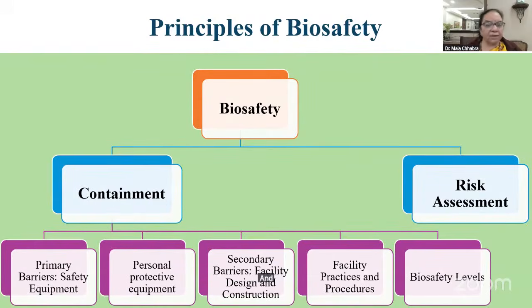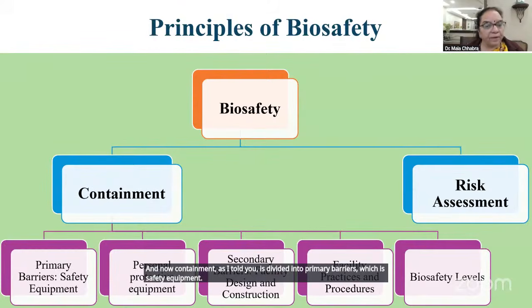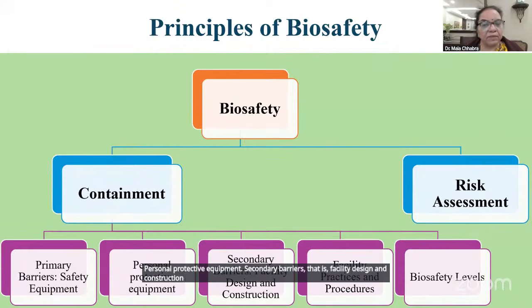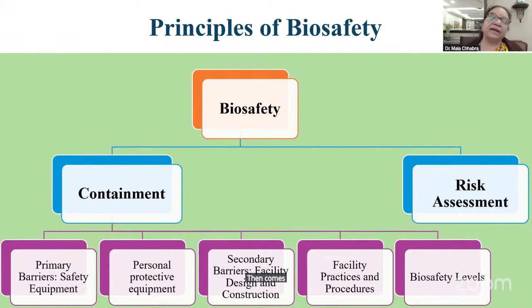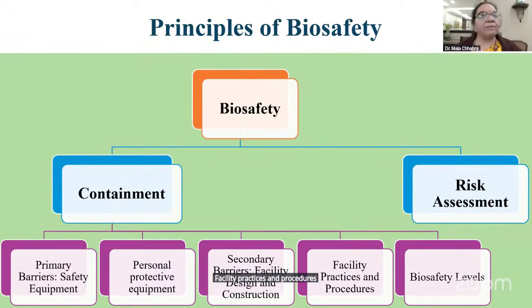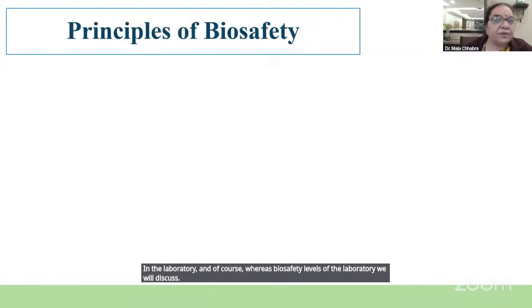And now containment, as I told you, is divided into primary barriers, which is safety equipment, personal protective equipment, and secondary barriers, that is facility design and construction. Facility design and construction means various biosafety level laboratories, which we will discuss in detail. Then facility practices and procedures, like I just described, various procedures that we follow in the laboratory. And of course, various biosafety levels of the laboratory we'll discuss in subsequent slides.